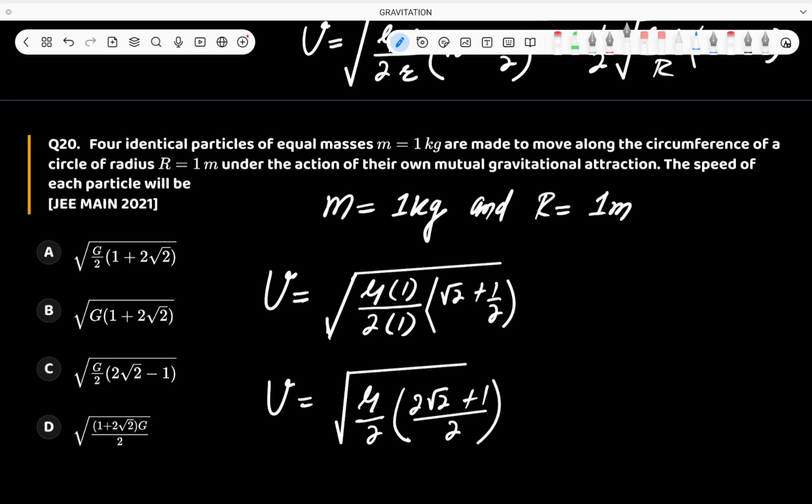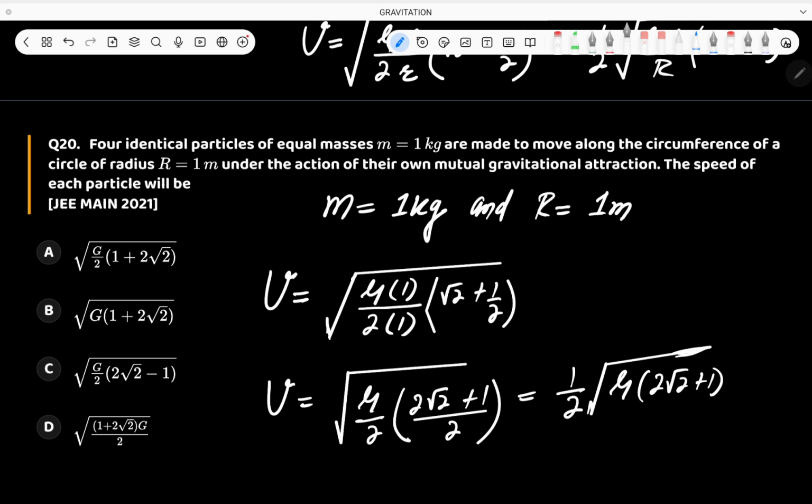There is a little error in this, which you will see yourself. So the final answer will be something like this. I will write it like this: 1 by 2 into square root of G into 2 root 2 plus 1. This is the final answer to this question.